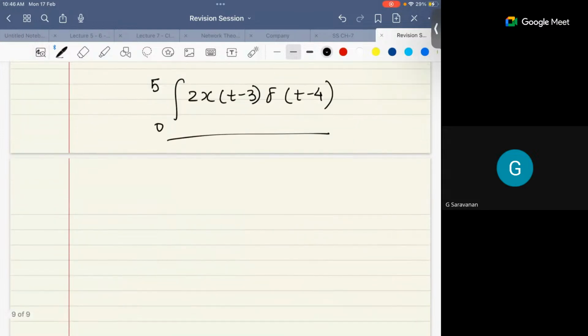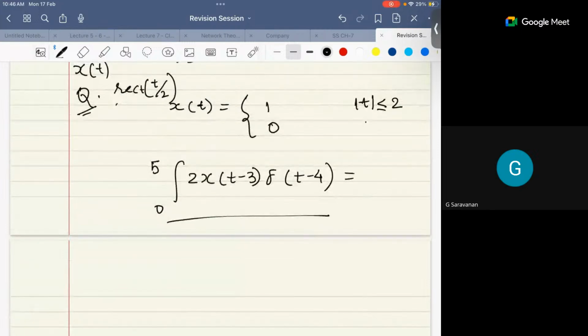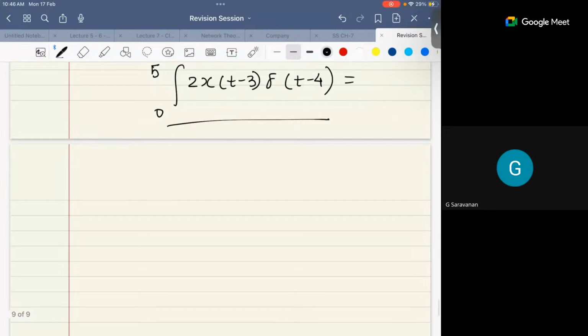And one more thing, you just solve this at home. The other problem that I'm giving you: if you have been given delta of t plus 1, and you have to integrate it from 0 to infinity dt, what is the value? 1? Anyone else? Oh, 0. Yeah, it will be 0.